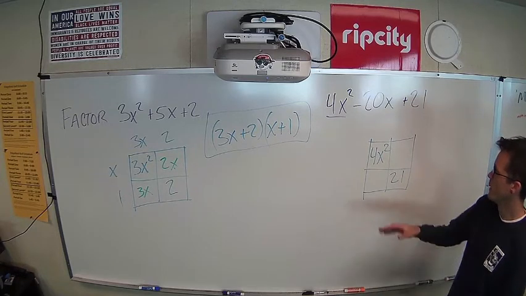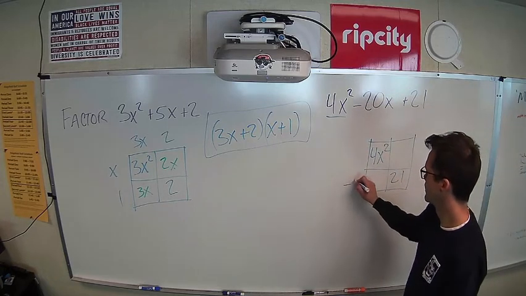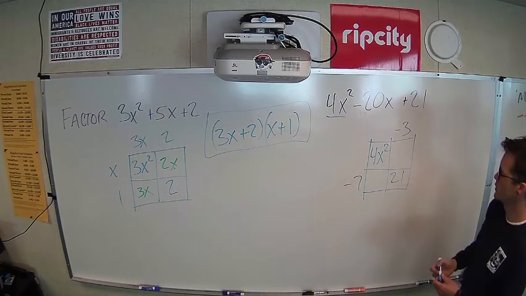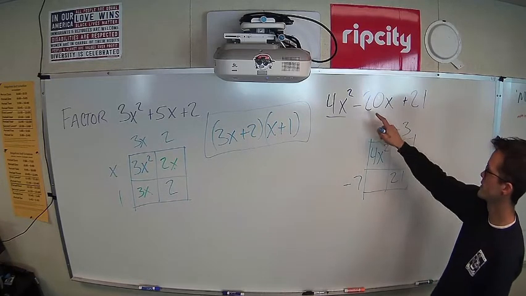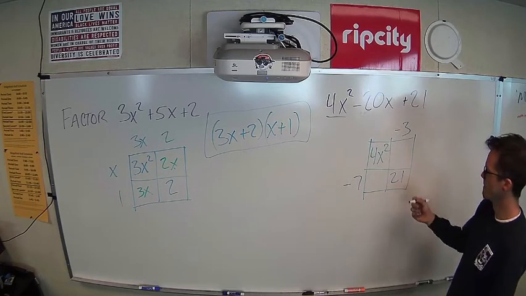Let's check it out. But I know that we're going to multiply to a positive 21, so I'm just going to try -7 and -3 because they multiply to 21. I chose negatives because we're going to end up with a negative b value here.